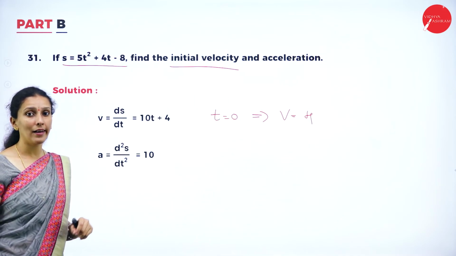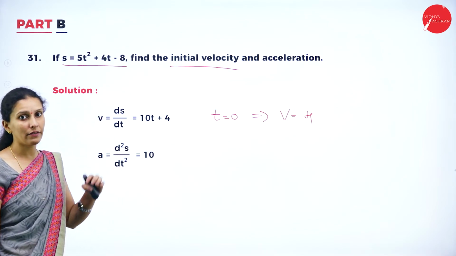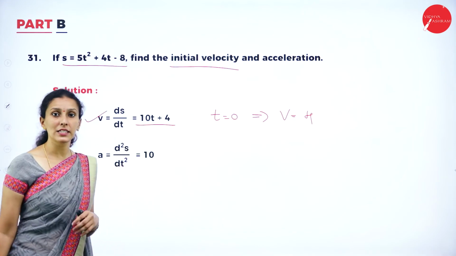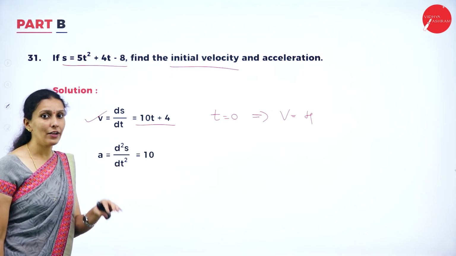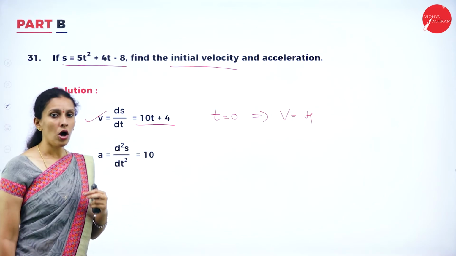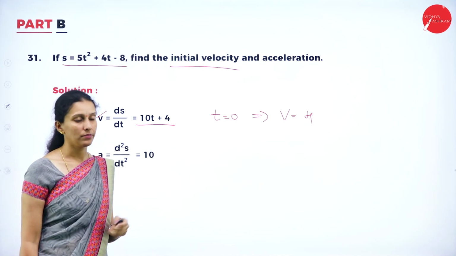Next we need to calculate the acceleration. Acceleration is rate of change of velocity with respect to time. So velocity we have already got the equation as 10t plus 4. Again differentiate it to get the acceleration. So you will get the value as 10. So differentiate the velocity once to get the acceleration.